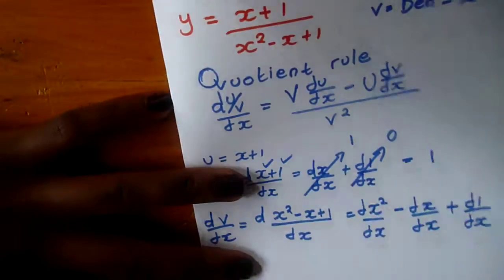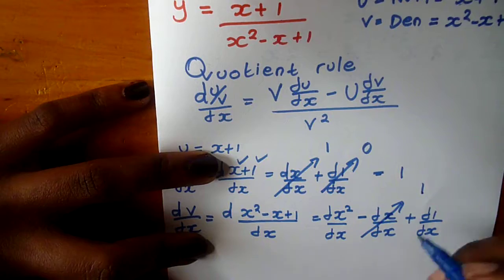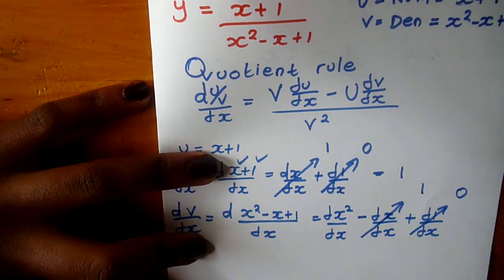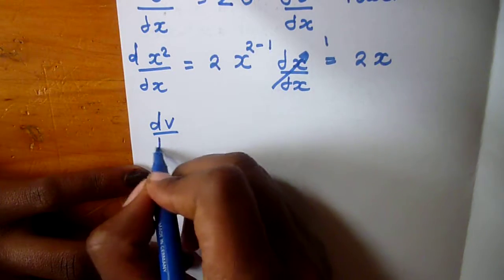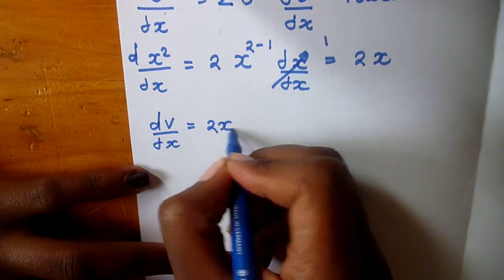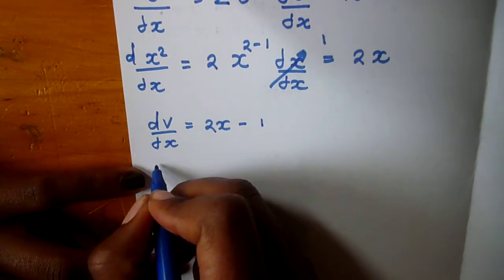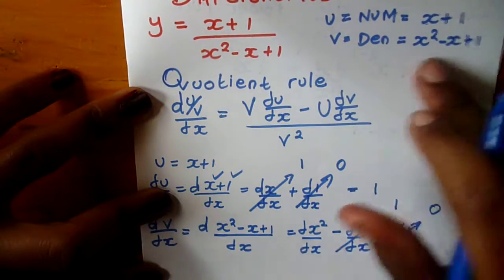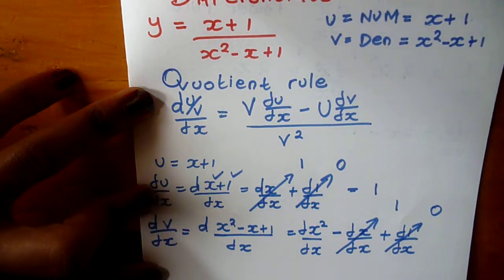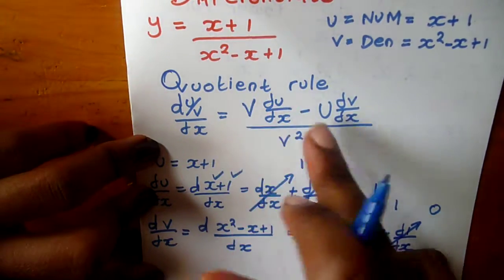And which other term did we have to get the derivative of? This, the derivative is 1, dx over dx is 1, and this one, the derivative is 0. Therefore, dv over dx is the same as 2x minus 1. And what else did we have? Just a reminder, u was x plus 1, v was x squared minus x plus 1, du over dx is just 1.